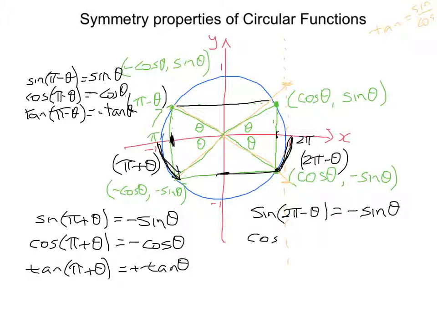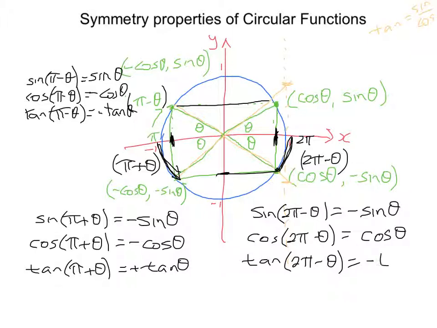Cos of 2 pi take away theta. Down here we've got a positive y coordinate, positive x coordinate, so it's going to equal the same as the first quadrant version of theta. Tan of 2 pi take away theta will be equal to, we have negative divided by positive is a negative, so it's going to equal negative tan of theta.